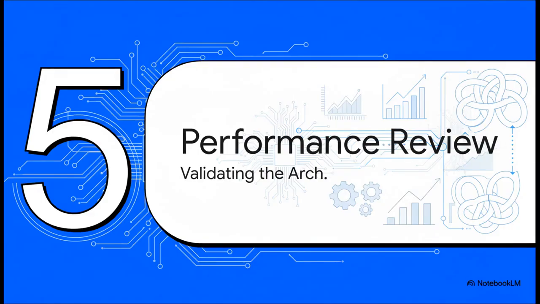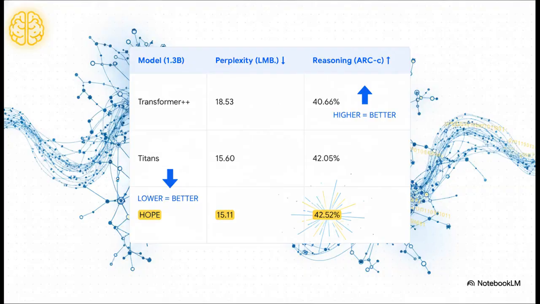Okay, now for the performance review. I mean, the architecture is elegant for sure, but we need to validate its performance. So let's check out the benchmark outputs. And the results from the 1.3 billion parameter models are really clear. On perplexity, which is a measure of language understanding where lower is better, Hope scores a 15.11. That beats both the baseline Transformer++ and Google's own Titans model. And on complex reasoning, where higher is better, Hope again takes the lead with 42.52% accuracy.